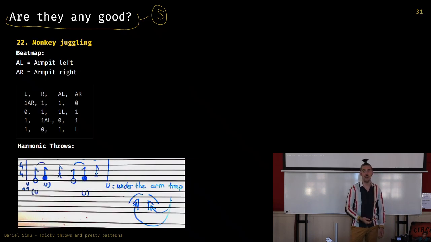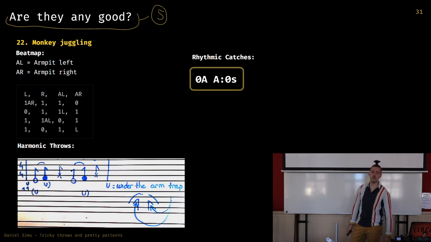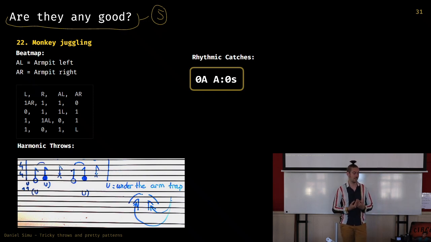Another thing that I wanted to do with this comparison is to compare how elegantly these systems could describe these throws. I believe that the easier a system is to read and write, the easier it is to be used. For example, there's a trick called monkey juggling. In Beatmap, you need this 4x4 grid to be able to describe the trick. In Harmonic Throws, you need a little diagram of the under the armpit position and then 6 markers on the staff to be able to describe the trick. In Rhythmic Catches, you don't need any IMBO for this. In Rhythmic Catches, you only need this line to be able to describe this trick. And I think this is a lot easier to read and write and understand for those who are trained in the system.